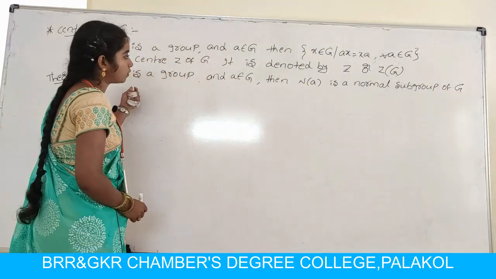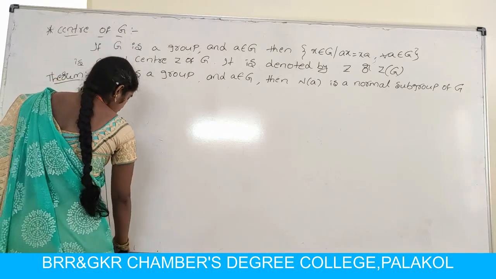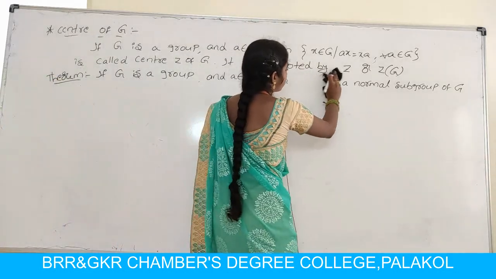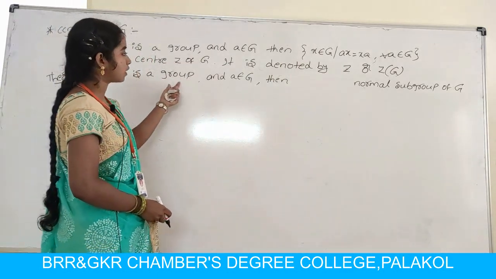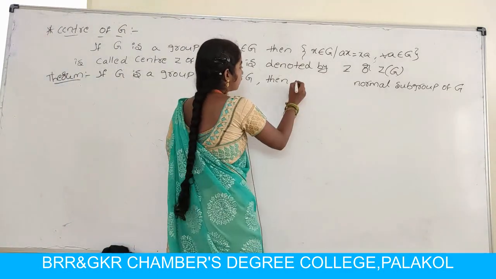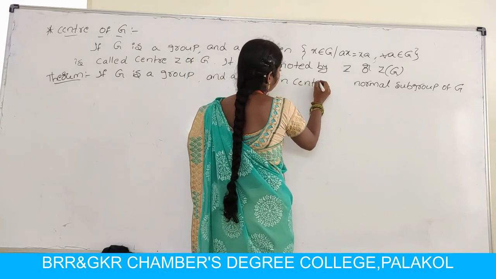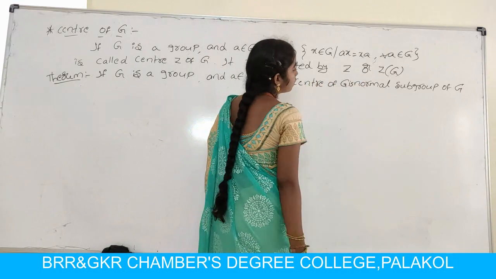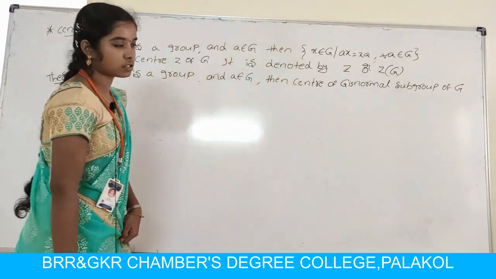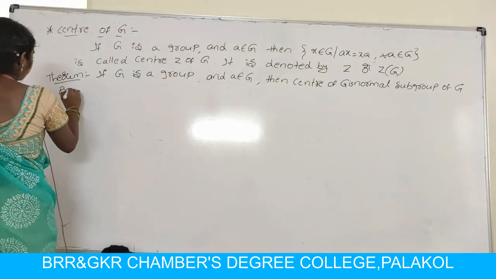So Z is a group. Center of Z is a normal subgroup of Z. So the theorem statement is: if G is a group and A belongs to Z, then the center of Z is a normal subgroup of Z. So, proof.